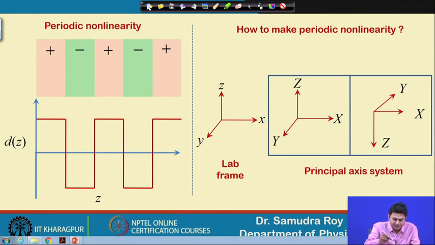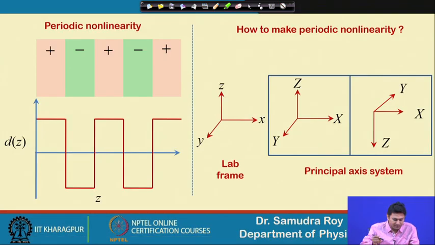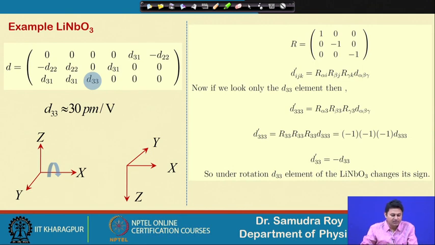So, let us take one example, then these things may be clear. We are going to do the same thing for lithium niobate crystal. We know that for lithium niobate crystal the quantity D33 is maximum, of the order of 30 picometer per volt. In the last class I think we discussed this issue. Now, we are going to make a pi rotation around the x axis. So, this is our principal axis.